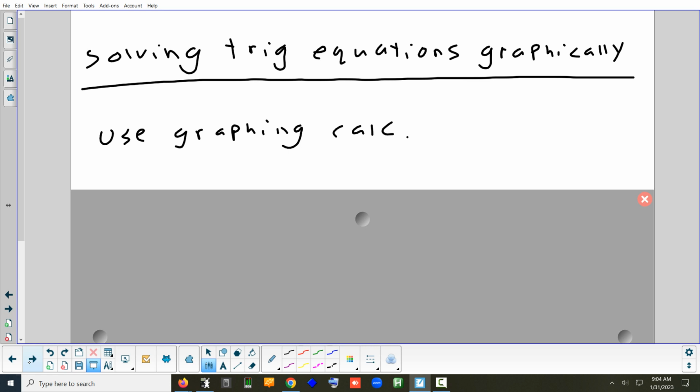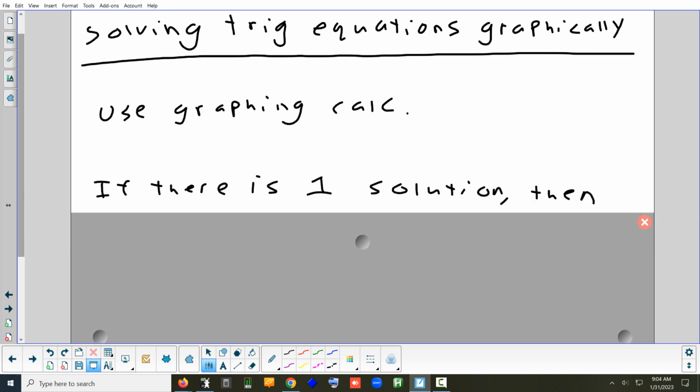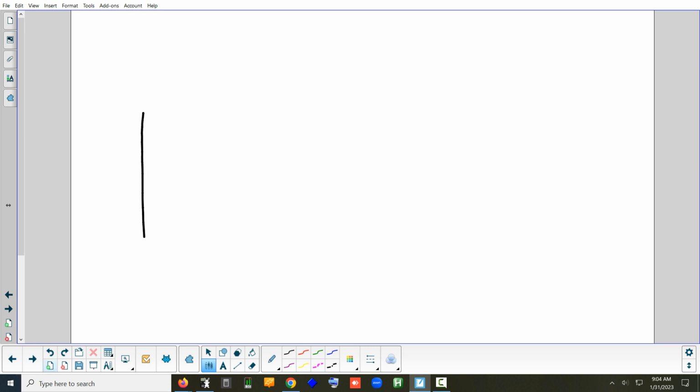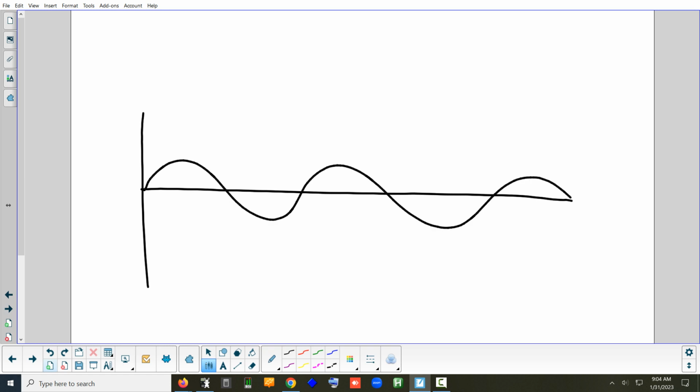All right, so let's take a look at the last thing, which is graphing on the calculator. So keep in mind what happens when you graph a trig equation. You could end up with something like this. Here's a simple sine wave. And let's put a horizontal line. Now we have a horizontal line.